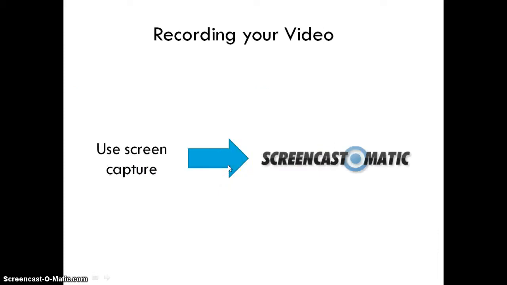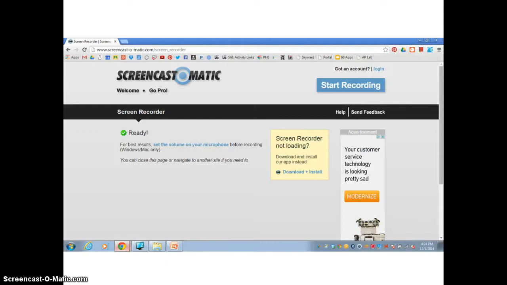Then you're going to record your video using screen capture software called Screencast-O-Matic. It's actually what I'm using right now to record this video. So let me walk you through how Screencast-O-Matic works. First thing you're going to do is go to screencast-o-matic.com, and the website looks just like this. Then you'll click Start Recording.